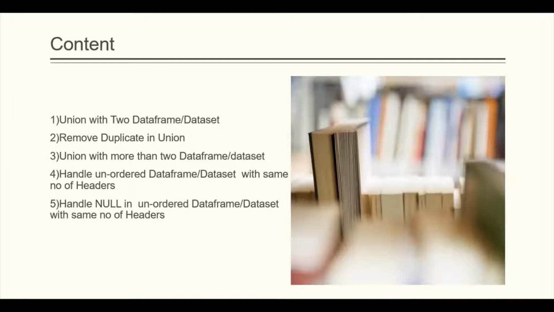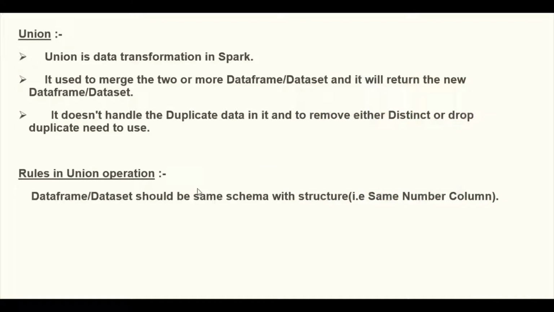Fine, let's get into what union is. Union is just one of the data transformations in Spark, and it can be used to merge two or more data frames or datasets, and it will return a new data frame or dataset. Basically it doesn't have functionality to handle duplicate data, and to remove duplicates we have to use the distinct or dropDuplicates function. Union has some rules: if you're going to use two data frames or datasets, they should have the same schema structure, which means the same number of columns.